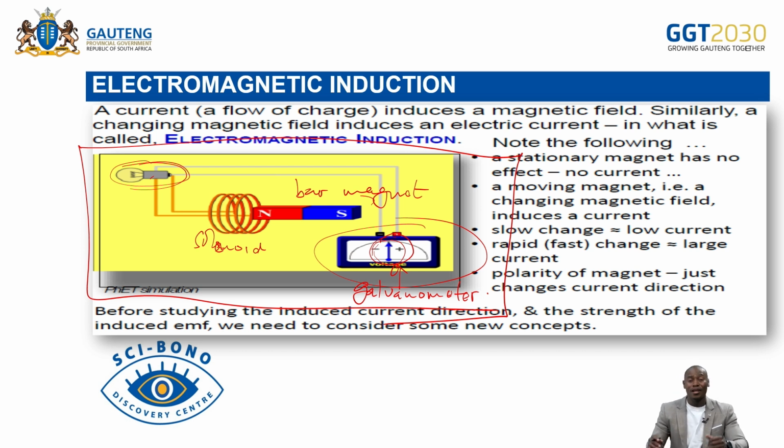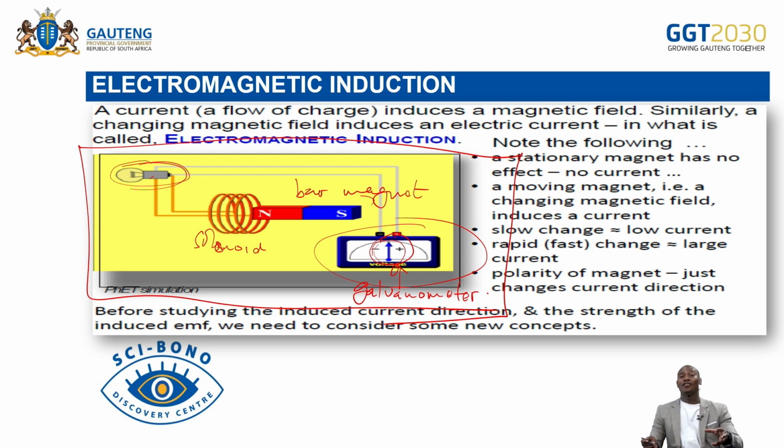So if both the coil or the solenoid and the magnet are stationary, there will be no deflection in the needle of the galvanometer, to show that current is not induced. Okay, but something was observed. If you move the magnet in and out of the coil, the galvanometer needle deflects.